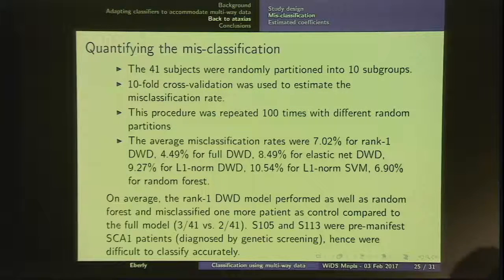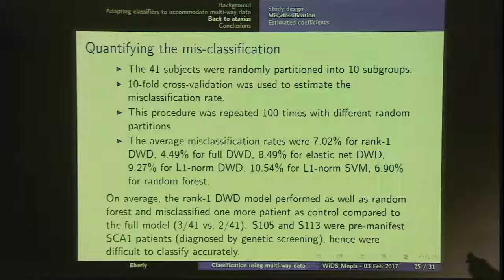And then we rotate so that each subgroup is left out once. And then we repeated that 100 times with different random partitions into those 10 subgroups. This is a fairly small sample situation, which is why we did that. We didn't want to have generated, for example, an initial partition into 10 subgroups that was odd in some way.